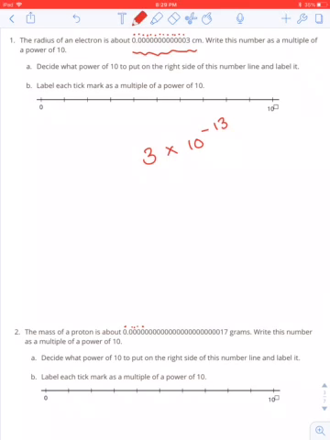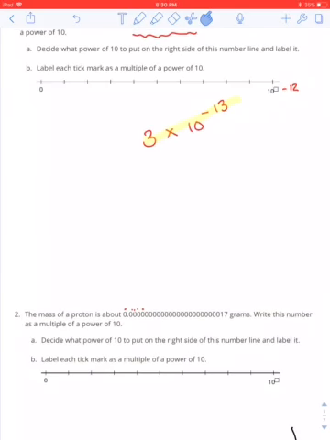Since we need to graph something to the negative 13th, our number line needs to end at the negative 12th, because then as it gets bigger, it's going from negative 13 to negative 12. So go ahead and pause, fill out the rest of the number line, and then go ahead and plot your point, and then check on your answer document.